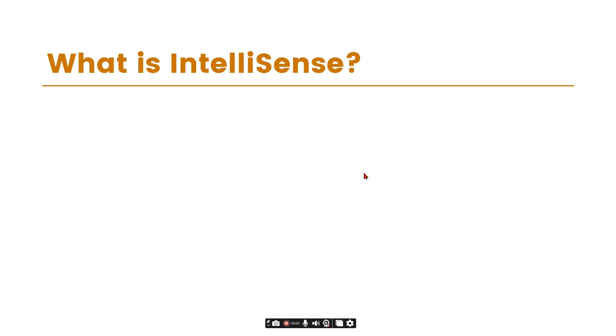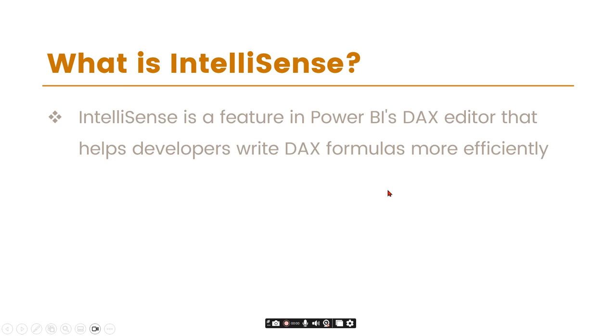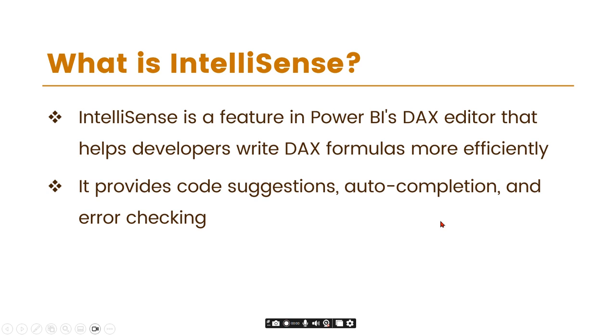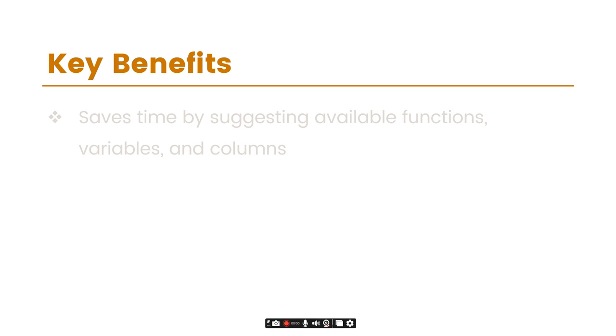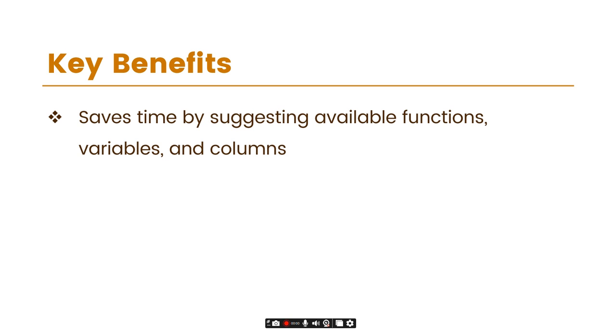First of all, let's understand what is IntelliSense. IntelliSense is actually a feature in Power BI wherein we get some suggestions when we write functions. I'll show you practically how this IntelliSense actually looks, and it provides code suggestions, auto completion, and also error checking. What are the key benefits?